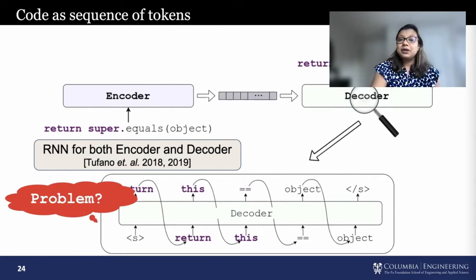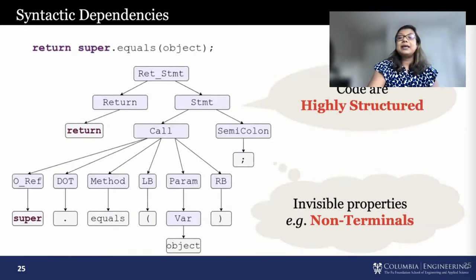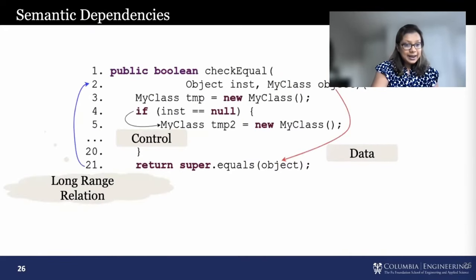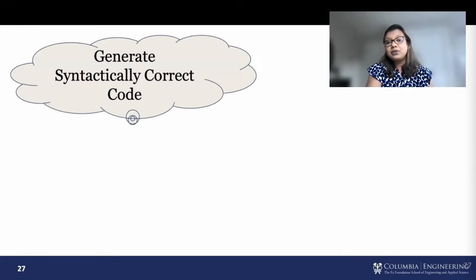And there is a problem with that because this code that is being generated has a lot of structure. It is not just a sequence of tokens like return super dot equals that we are seeing. It also has this hidden tree, which actually guarantees that this code will compile and is syntactically correct. And not only that, as I illustrated a little bit earlier, this tree also contains what kind of variables we are looking at. Like, for example, super is a reference, dot is a keyword, things like that. And again, this generated code has a lot of dependencies, like control, data, long range dependencies, etc. And when we generate the code using our decoder, we should follow these kinds of constraints to generate more correct code.